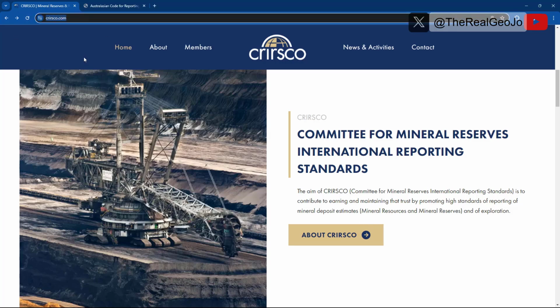It's very easy to access, and this is the web page from the Committee for Mineral Reserves International Reporting Standards. The reporting standards will tell you how to report and how to express your resources and your reserves in probably most of the countries that require a standard. So this web page is fantastic.